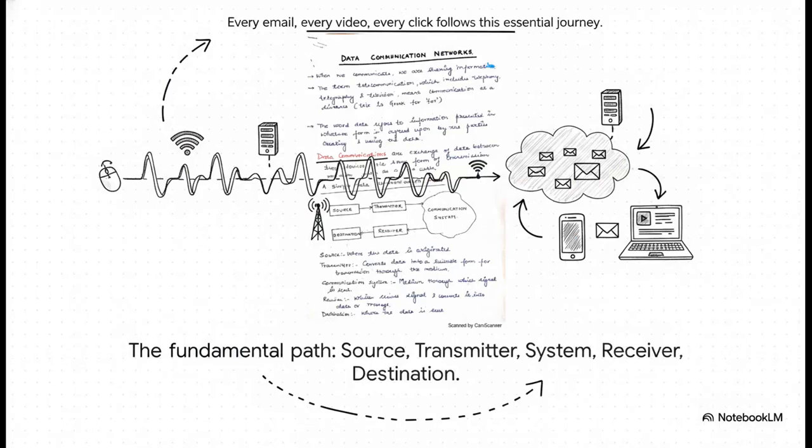And this image here, it's perfect. It shows the basic path that literally all data takes. It starts at a source, gets packaged up by a transmitter, zips through a system, gets caught by a receiver, and finally lands at its destination. Seriously, every single email you send, every video you watch, it all follows this exact same path.